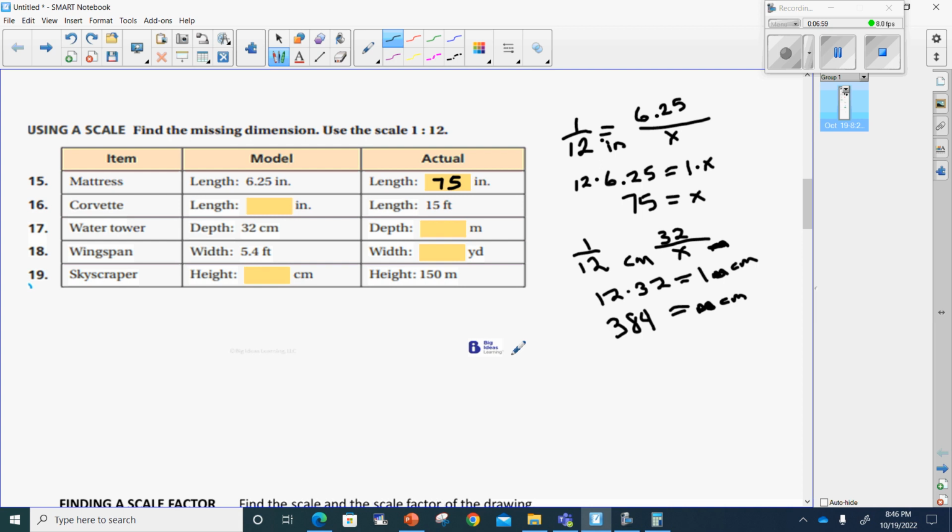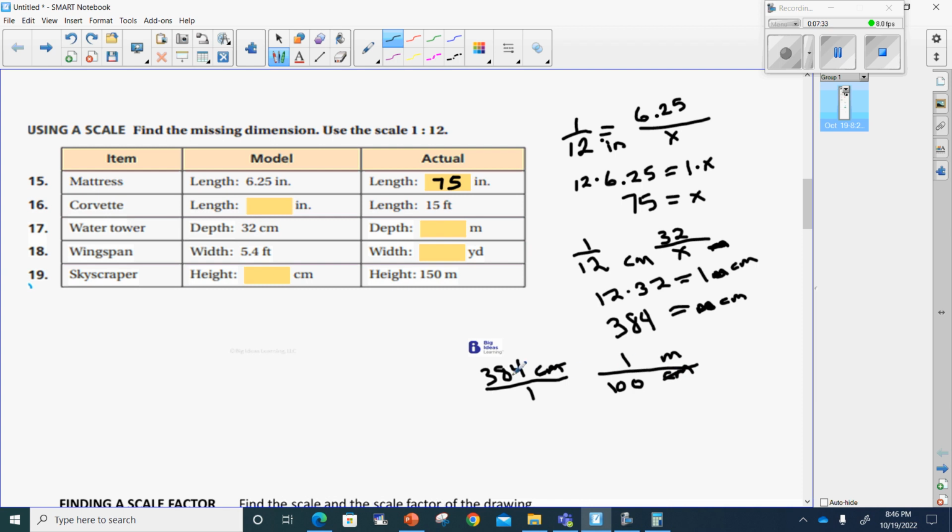We got 384 centimeters. We need to turn it to meters. So this is going to be over 1. And then I realize that I'm going to have to put centimeters on the bottom so I can get rid of it, and meters on the top so I can keep it. I know that there's 100 centimeters in 1 meter. So I can cross out my centimeters, right?